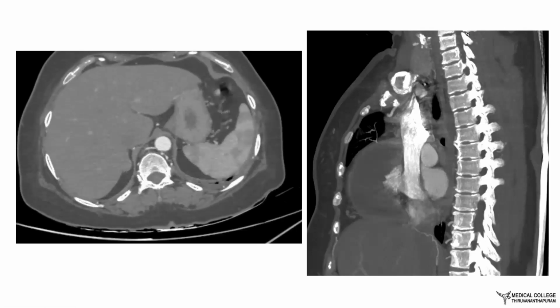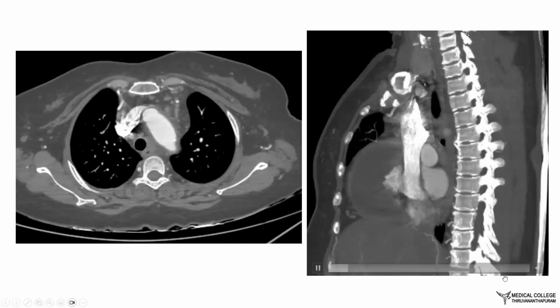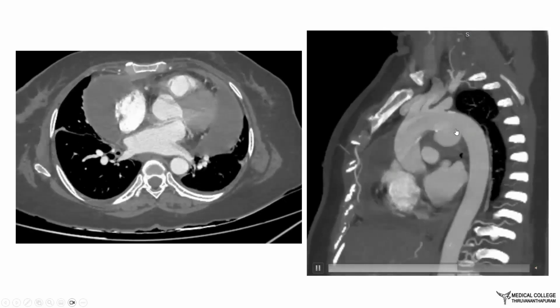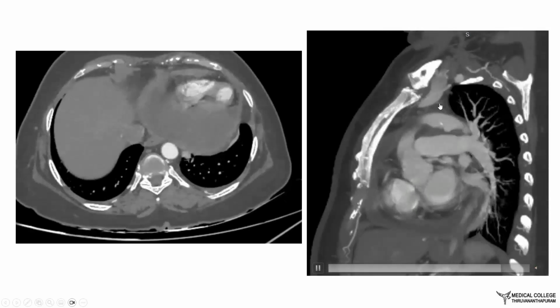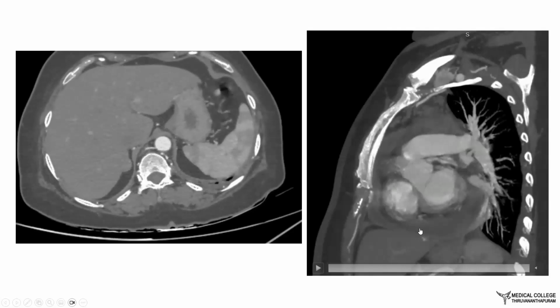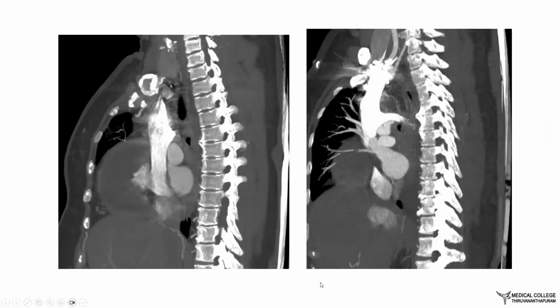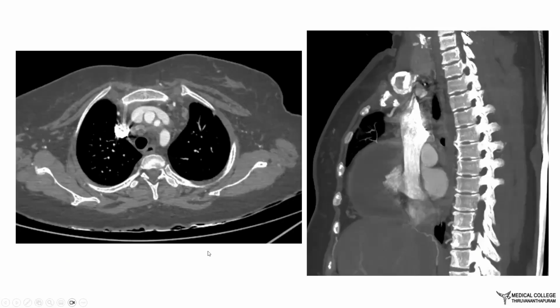The CT showed a relatively large aortic arch aneurysm that was seen almost opposite to the origin of the left subclavian artery, as well as the pericardial inflammation. Now, the management issue with this particular patient was that the patient was already CKD, already on dialysis, and had evidence of MRSA pericarditis.